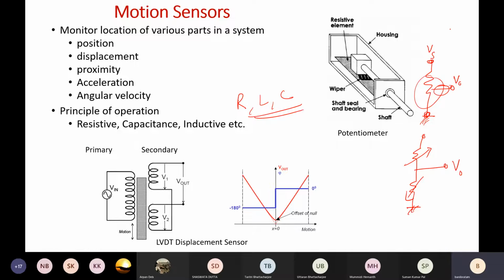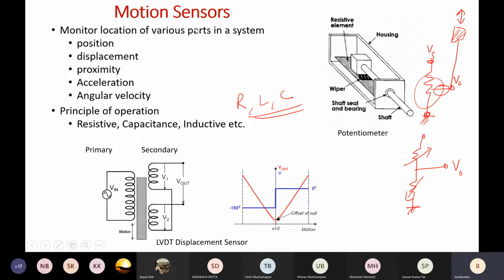So suppose I have an object over here, and if that object is moving in this way, simply I can connect this object to this wiper, so that when this object moves, accordingly this wiper will be sliding across this potentiometer length, and accordingly the output voltage will vary. From that output voltage we can tell what is my object displacement or object position. Okay, so this is the simple basic potentiometer which works on the resistive principle.